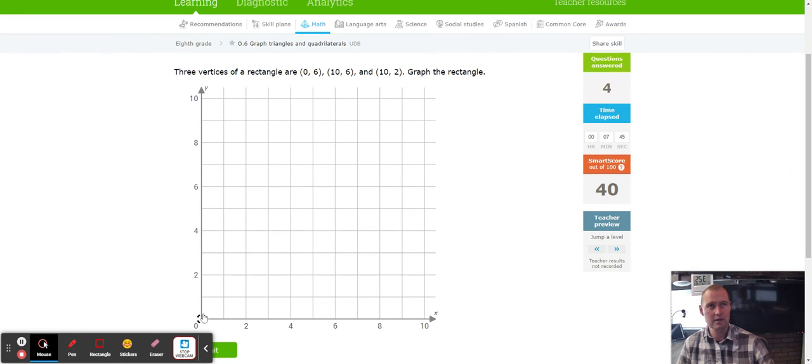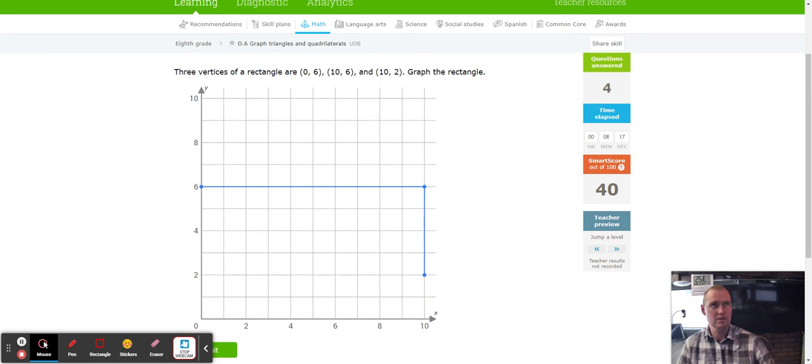Three vertices of a rectangle, we got 0, 6. Now, when the first value is 0, just go directly to the second value, which means you're going to count up or down because 6 is positive. Just going to count directly up to 6. Next up, we got 10 and up 6. 1, 2, 3, 4, 5, 6 right here. We are graphing a rectangle. And we got 10 and 2, over 10, up 2.